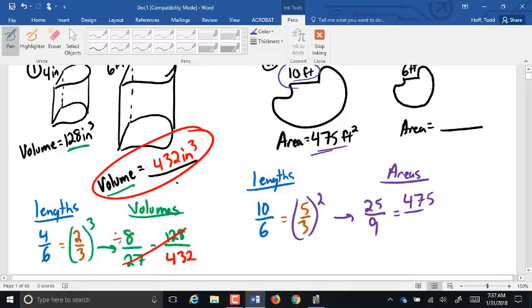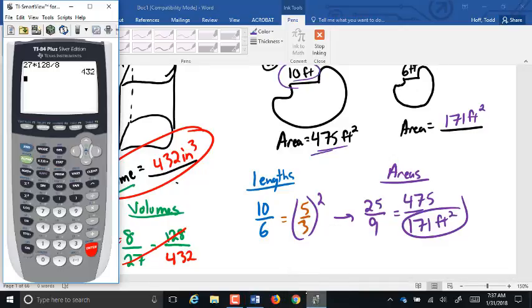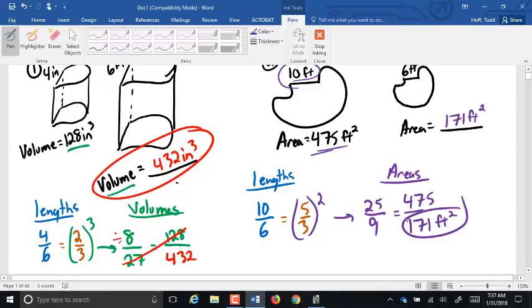So that's going to be what? 19 times 9, 171. Does that look right? Nine times 475 divided by 25, 171. Perfect. Any questions?